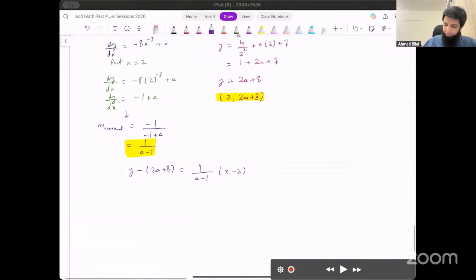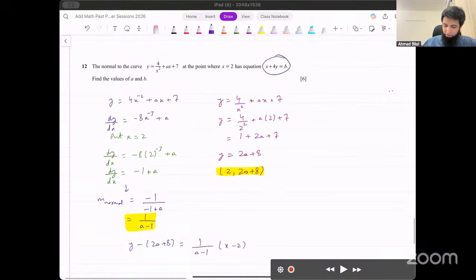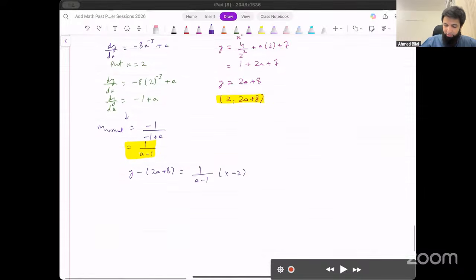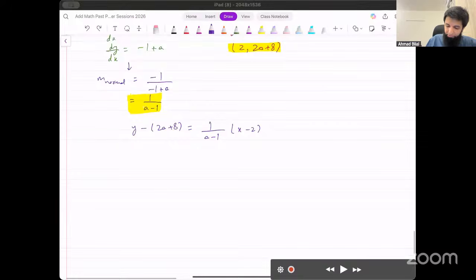Simplify this. The final result that we want is in this form: x and y terms on the left side, constant on the right side. Let's just make it that form. Multiply a on the other side, and that will become ay minus y minus a minus 1 into 2a plus 8. On the other side, we have x minus 2.